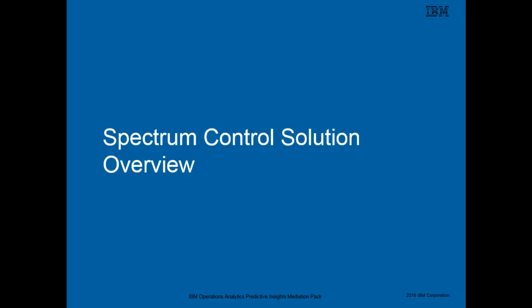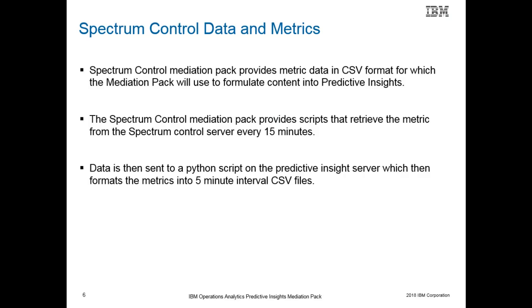We will now discuss the Spectrum Control solution overview, which includes the source of the metrics to be ingested by Predictive Insights. As mentioned before, the Spectrum Control Mediation Pack provides metrics by running scripts on the Spectrum Control server every 15 minutes, which will send the data to the Predictive Insights server, where a Python script formats the metrics into 5-minute CSV files. Predictive Insights is then configured to pull in the content from the CSV files.